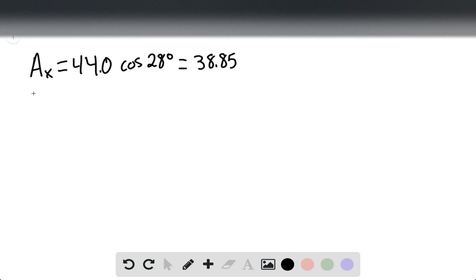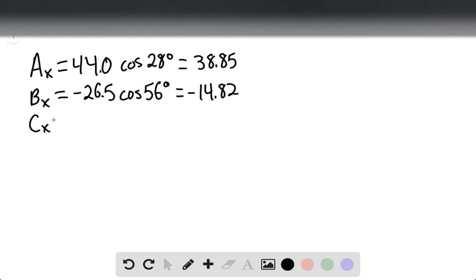So in order to find the sum of the vectors, we need to find the x and y components of each of the vectors. So we have A sub x equaling 44.0 cosine of 28 degrees. This is giving us 38.85. B sub x will be equal to negative 26.5 cosine of 56 degrees, and this is giving us negative 14.82. And then C sub x will be simply 31.0 cosine of 270. Cosine of 270 degrees is 0, so this will simply be 0.